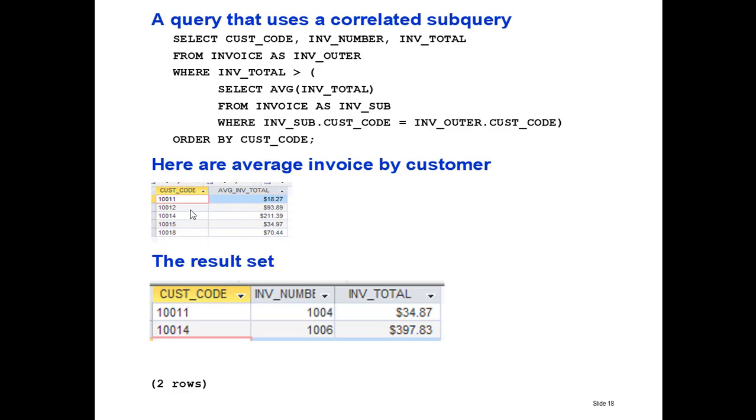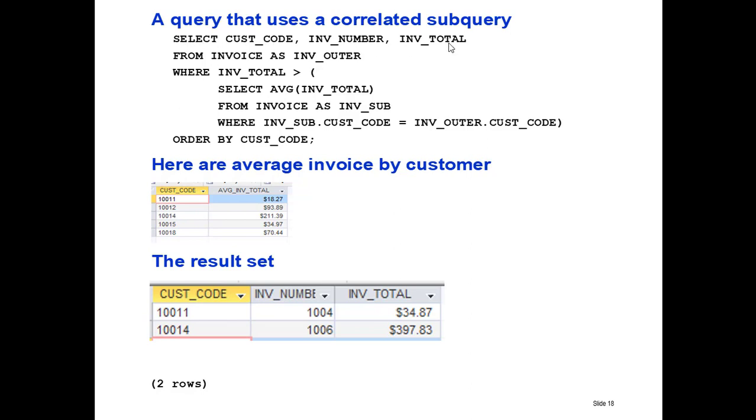And I did a query real fast, and these are the customers with invoices. Some have multiple invoices. It got the average of those invoices, 1827, and it says, well, if we're going to display these values, is the invoice total greater than 1827? Is there an invoice total greater than 1827 for this customer? And there was, and that's what displays.